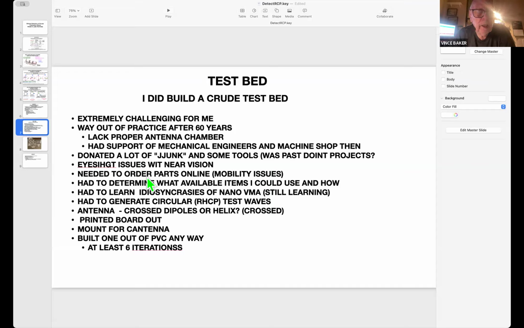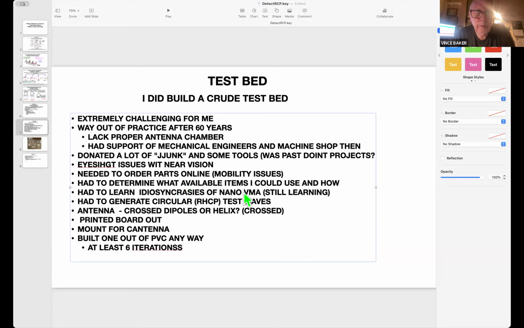I'm still learning the idiosyncrasies of the NanoVNA. Way back then, I had the equivalent of a pure VNA, only cost about $30,000 then. We worked with a company with money. I had to figure out a way to generate circular, or right-handed circular, test waves.